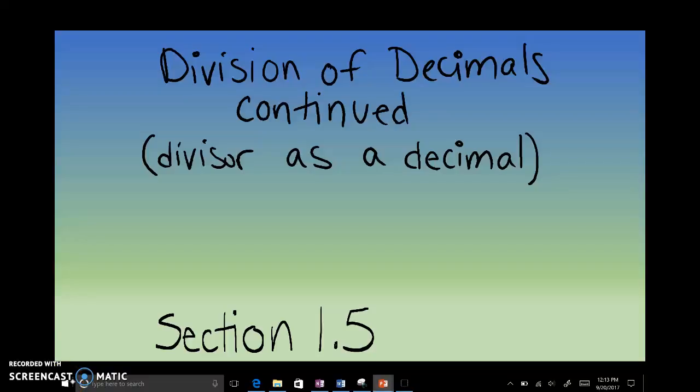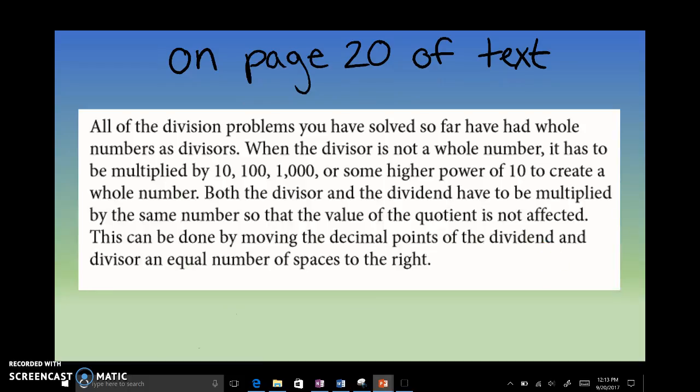Okay, so we're going to talk about division of decimals, where the divisor is a decimal. And this is section 1.5 in your textbooks. So if you look on page 20 of the text, you'll see this passage.